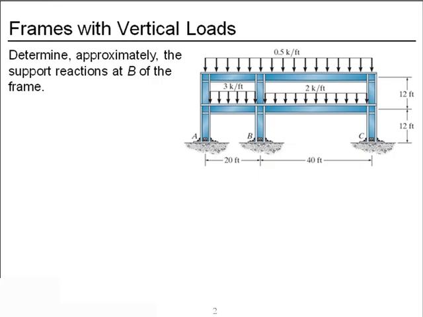Here's our frame. All of the beam column connections are rigid, and the bases of all the columns are fixed supports. We want to determine approximately the support reactions at point B of the frame. And here's our approach.